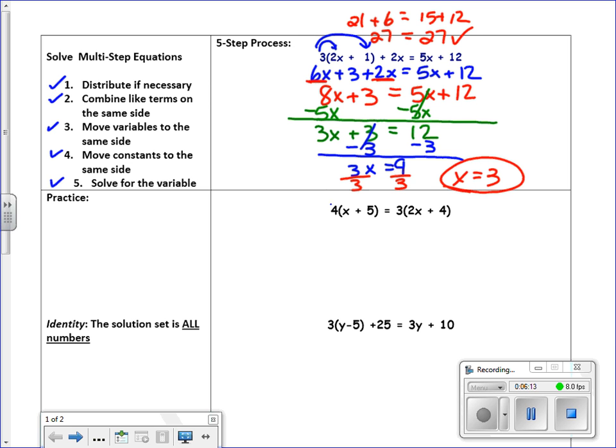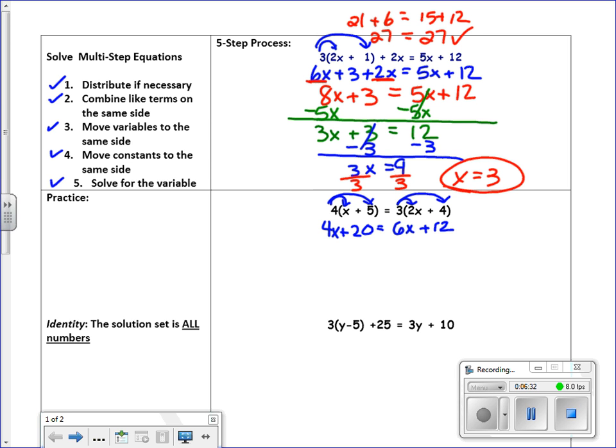So here I have 4x. I'm distributing first step, plus 20. Got to distribute on this side as well. So it equals 6x plus 12.